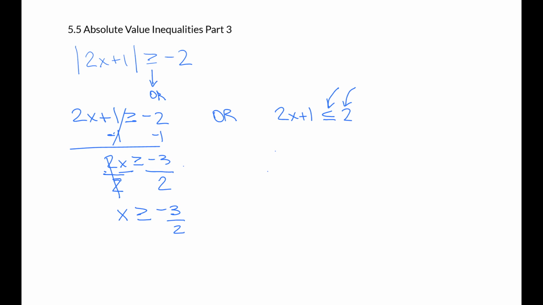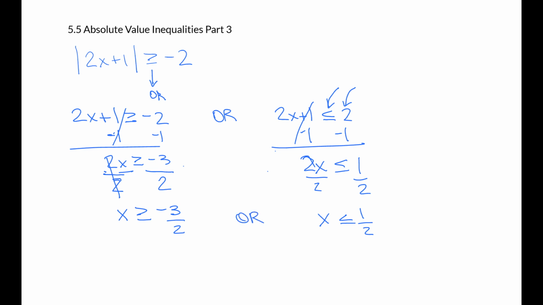On this side, I'm going to do the same thing. So subtract 1 from both sides, and I get 2x is less than or equal to 1. Just 2 minus 1 is 1. And divide by 2. So I get x is less than or equal to 1/2.